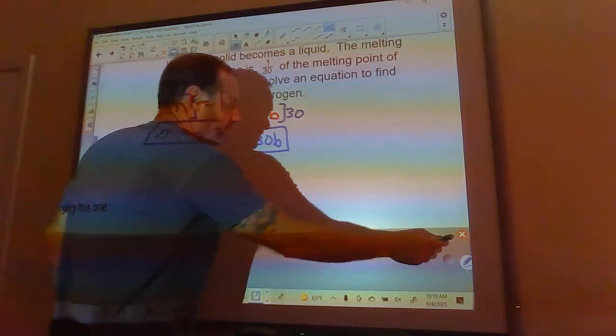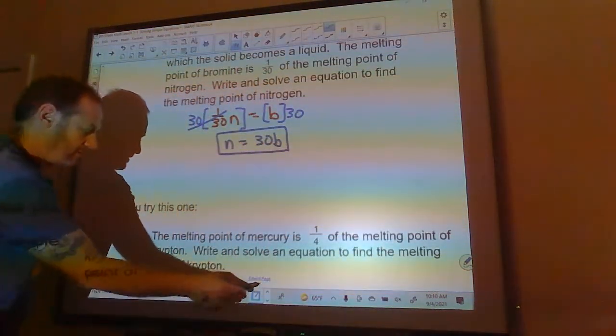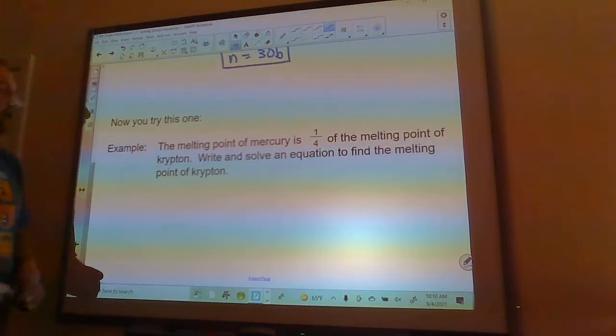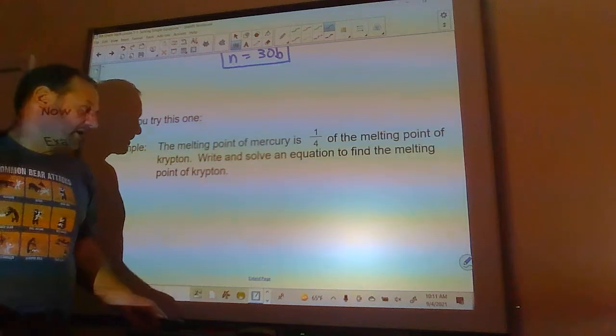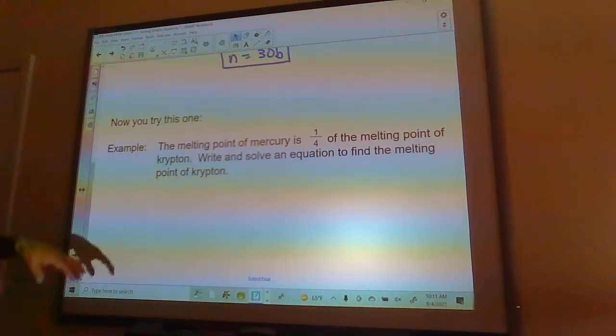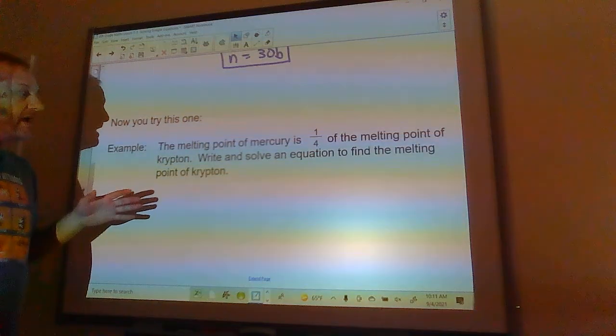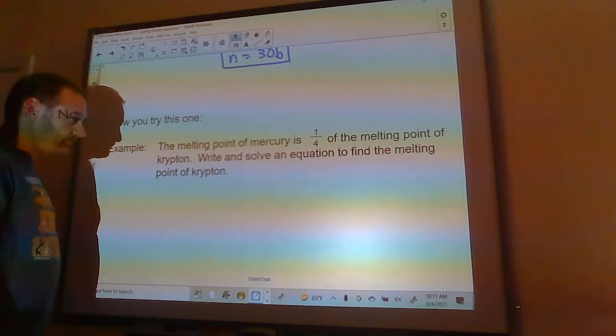Okay, you try this one. The melting point of mercury is 1/4 the melting point of krypton. Write and solve an equation to find the melting point of krypton. So I'm going to let you pause the video here, and then you can solve the problem and jump back on.